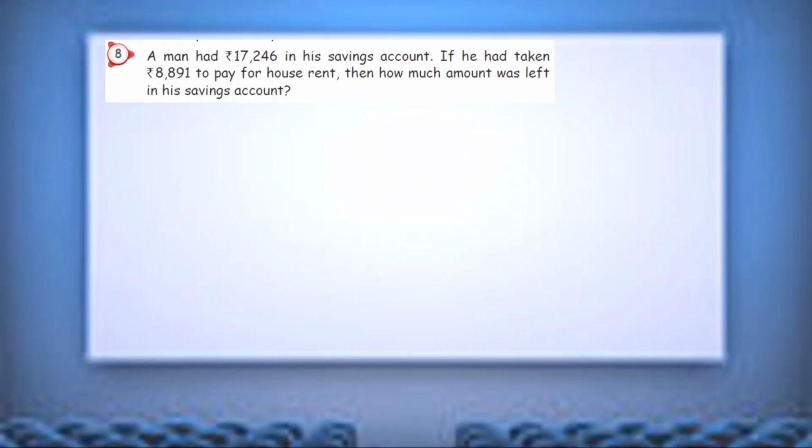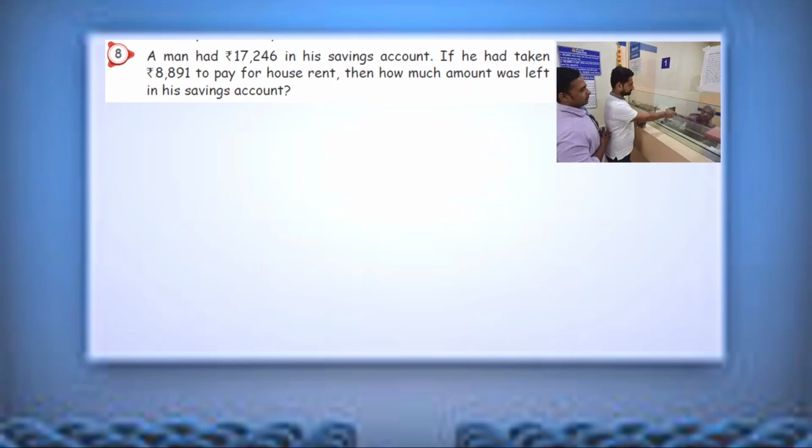Eighth sum. A man had rupees 17,246 in his savings account. If he had taken 8,891 rupees to pay for house rent, then how much amount was left in his savings account? Hope you understand this question.